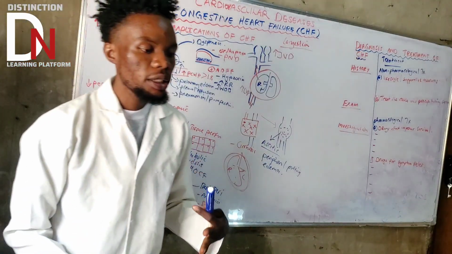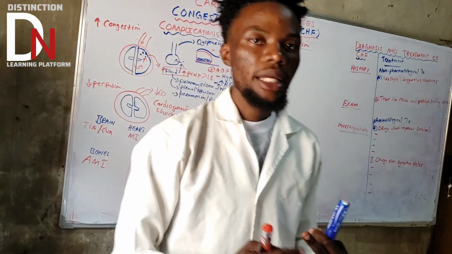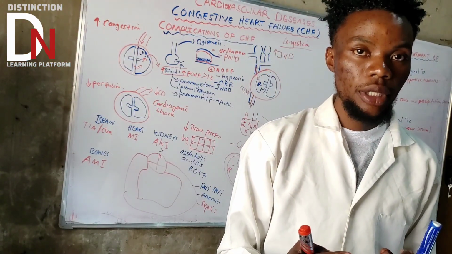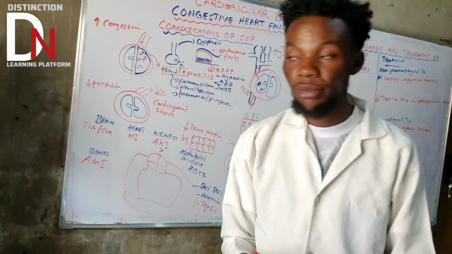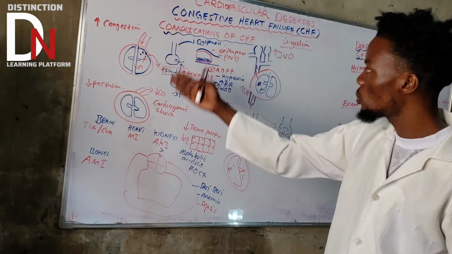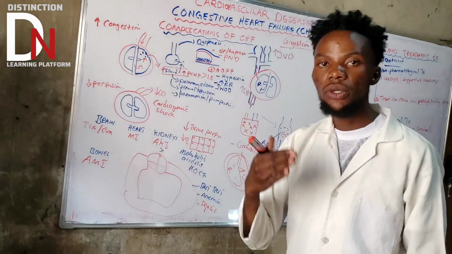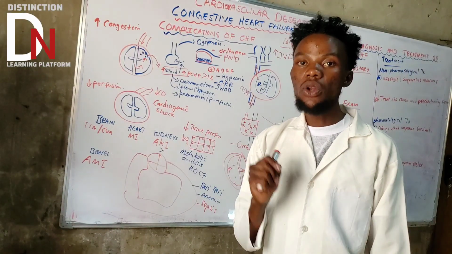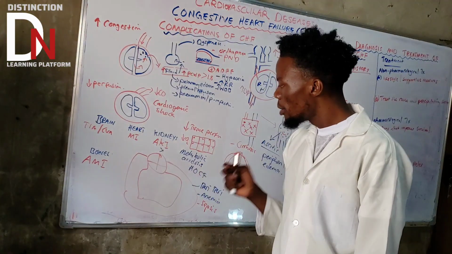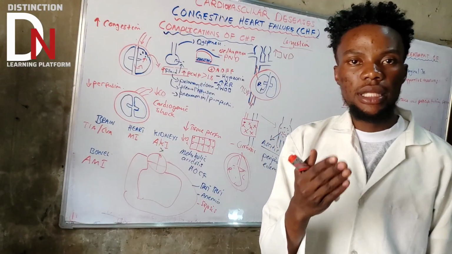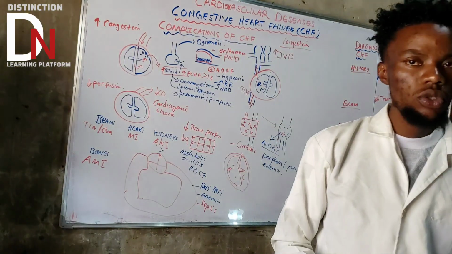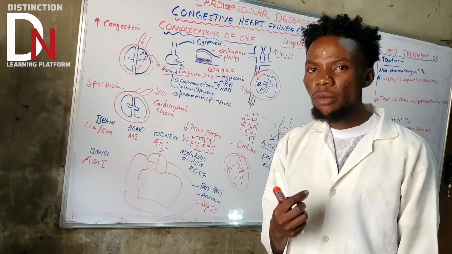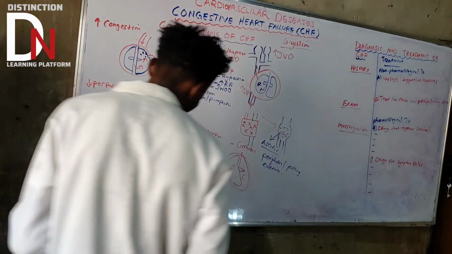So high output cardiac failure, what does it mean? It means that the cardiac output is high, but the heart is failing. Remember that the one we were talking about earlier is low output cardiac failure, because the cardiac output was low, but here it is high. But you might think that is a good thing, where cardiac output is high, but the problem is this.